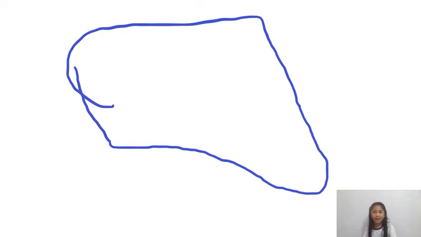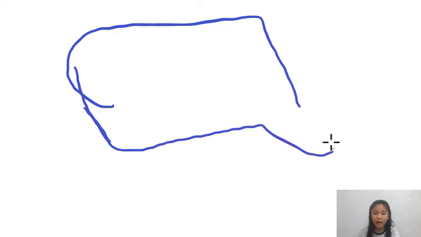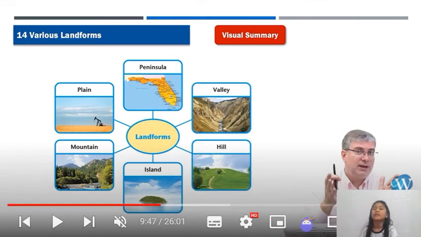Usually a peninsula comes from those bigger parts, or maybe those islands, right? Usually you see a part of land coming out, and this is the peninsula. Okay? That's a peninsula: a part of land that's partly surrounded by water.